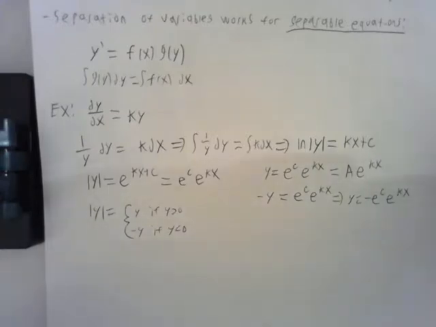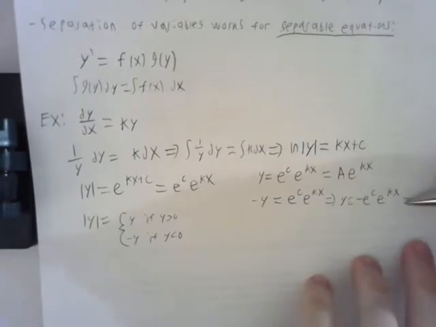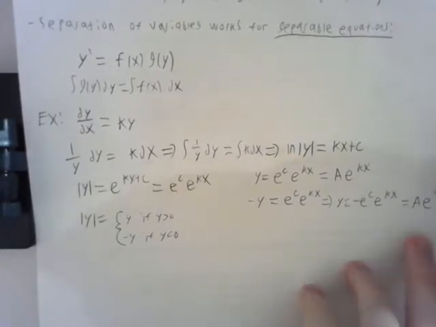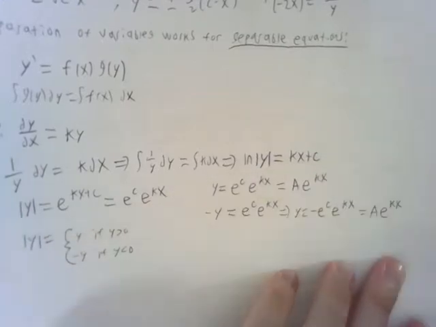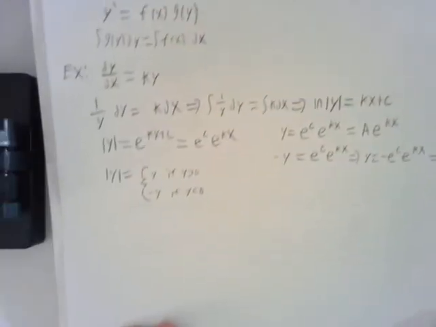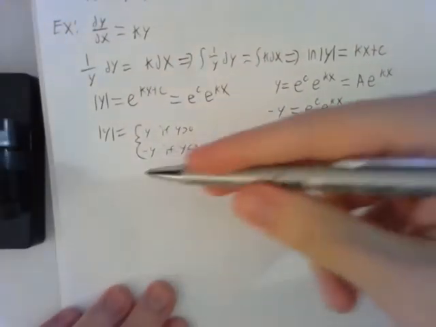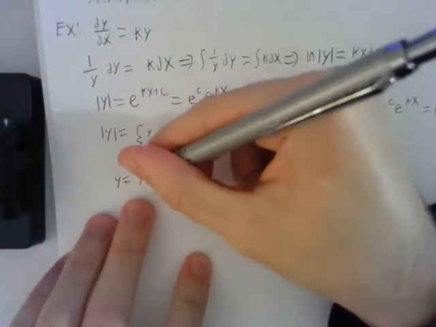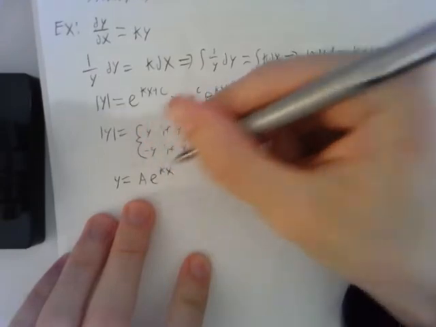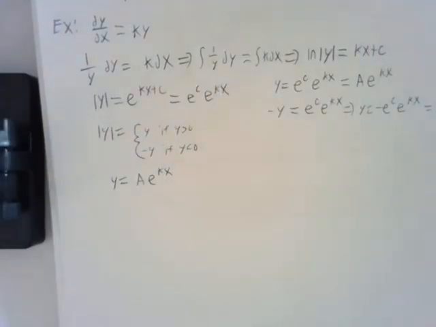So that means that essentially, we can just treat, in either case, the solution as some constant times e to the kx. And so, in the end, what we get is the solution that we knew we were supposed to arrive at, y equals a times e to the kx.